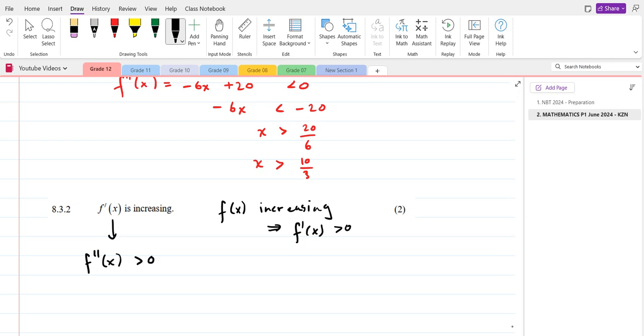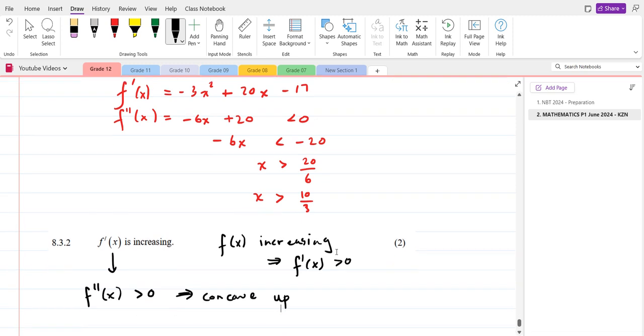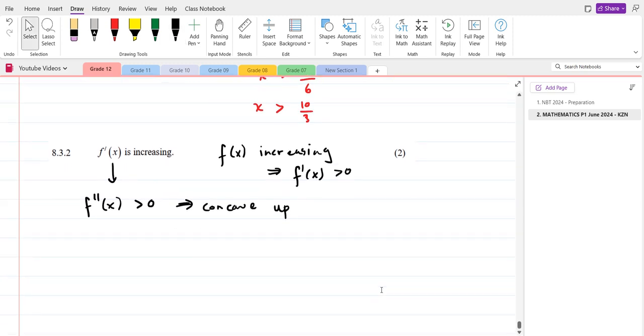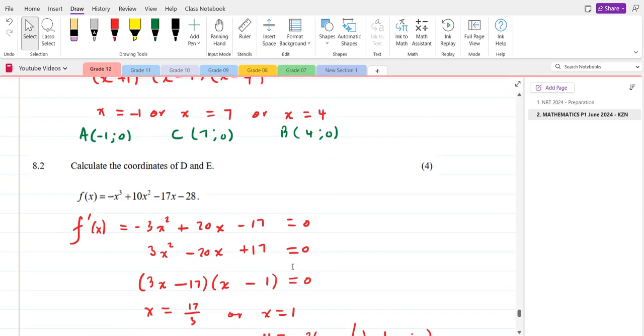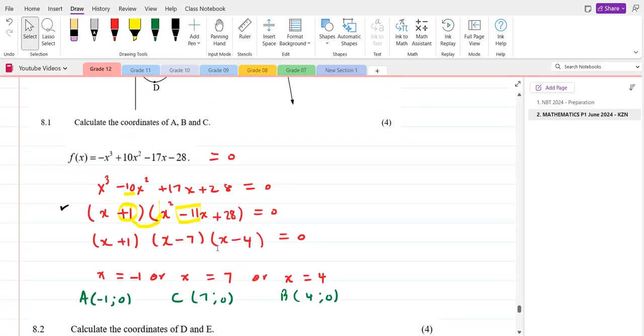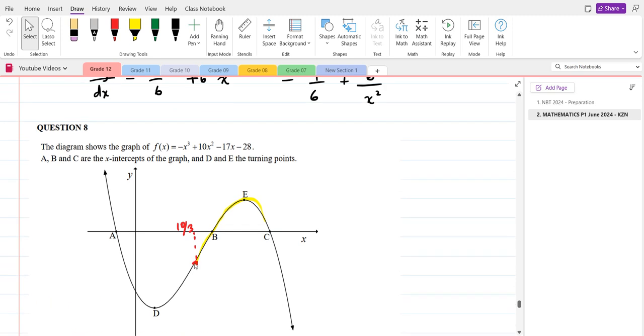So we basically want now concave up. Right, so we want concave up. Obviously, if concave down was there, so concave up will be x is less than 10 over 3. X is less than 10 over 3, it is concave up.